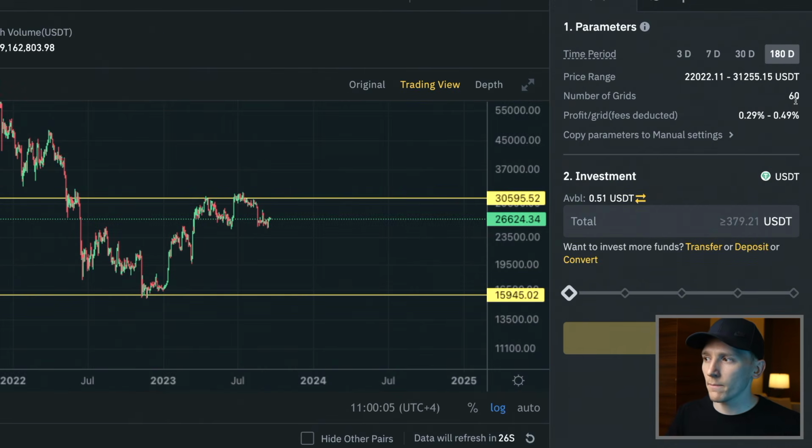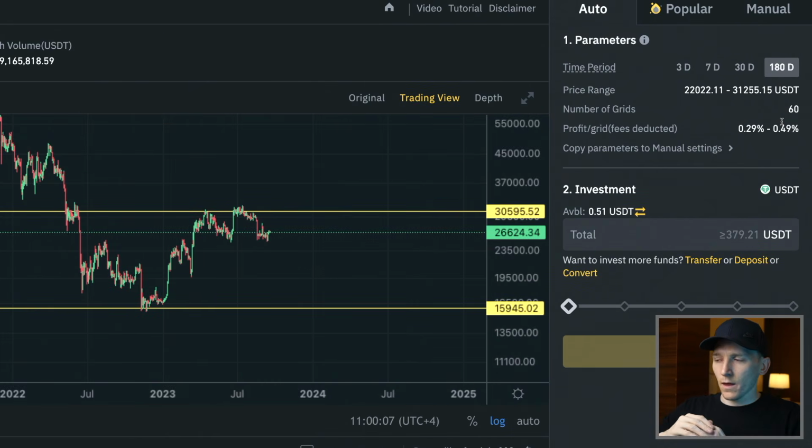Number of grids is also important. This is the amount that you're going to make per grid. So if you have a price range of 25 to 30 and you have one grid, then you're not going to trade until the price hits 25 and until the price hits 30. Now that's fine. You make $5,000 per BTC, however much you're trading, but you're going to be waiting a long time to trade, right? It's basically like buying and holding at that point.